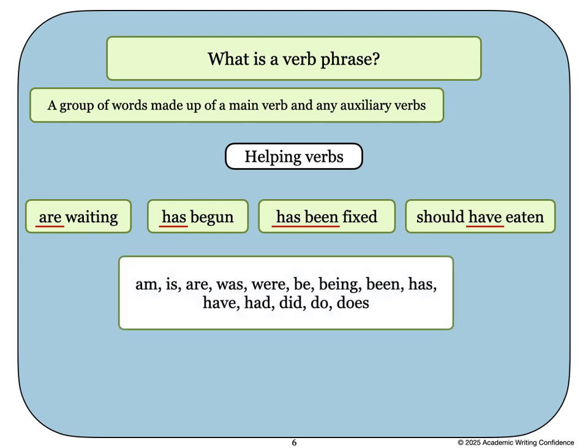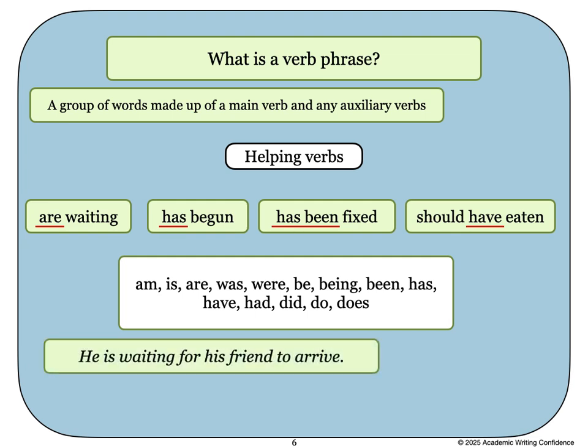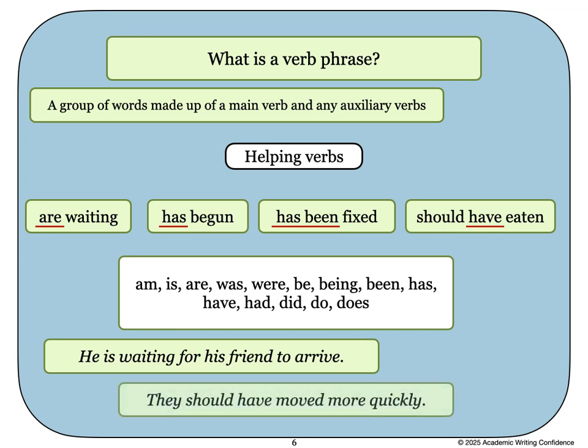Here's a list of all the different helping verbs that can be used to make a verb phrase. And here are a few sentences as examples. He is waiting for his friend to arrive. They should have moved more quickly.